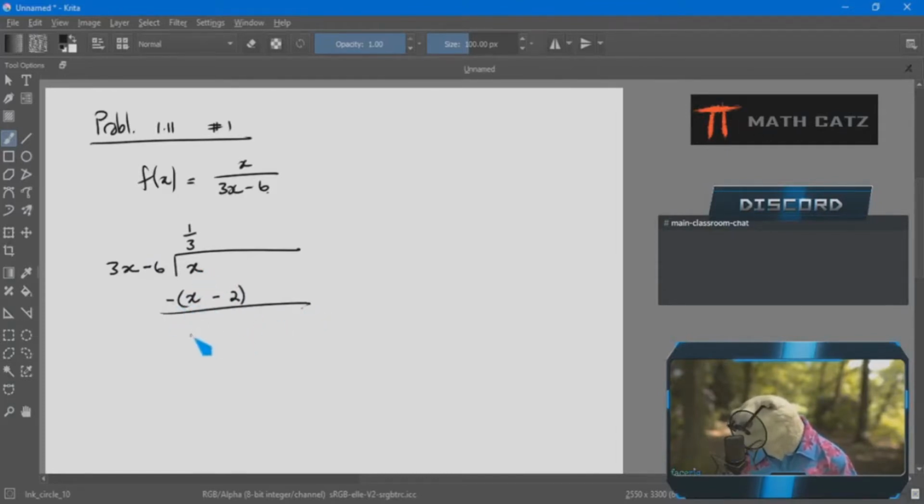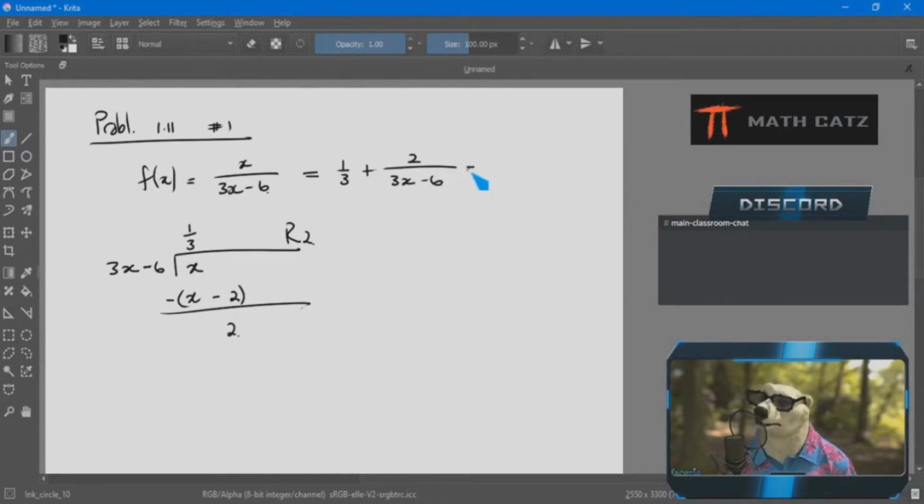x minus x. By design, this is going to cancel the leading terms. Nothing plus 2 is 2. I cannot divide 3x into 2. The 2 has a smaller degree than x. So that is my remainder. So that means that this can be written as 1/3 plus 2 over 3x minus 6. Just like I would do long division with just numbers.